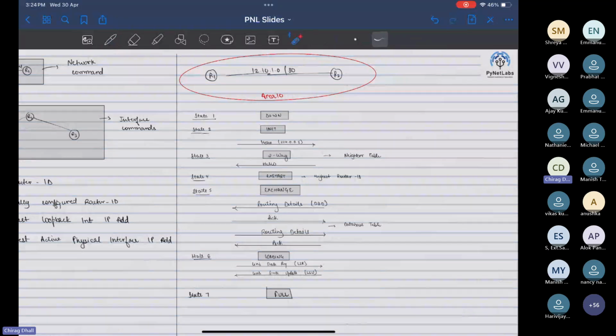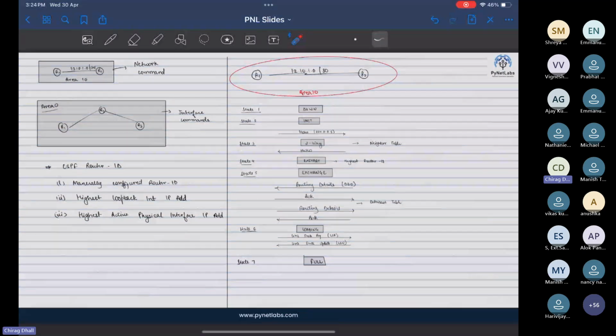This is how the whole 7 states work together, or this is how the router crosses all these 7 states to get into the final state of OSPF neighborship called Full. Let me know what questions or doubts we have before we continue the discussion ahead.